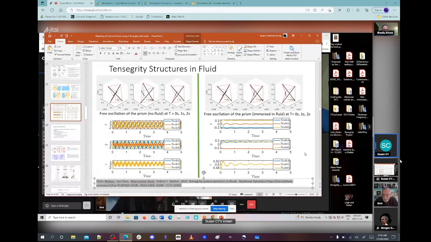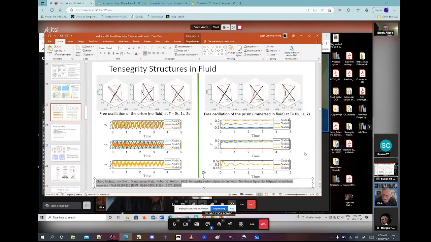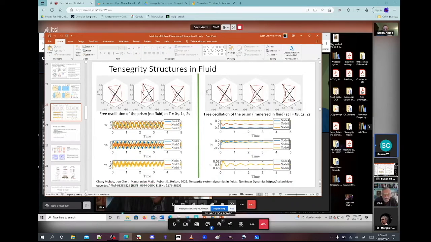So this is a good example of the XYZ coordinates, like where the node is in space, and then it's experiencing shifts in position for the different nodes, the one on the right. You can't hardly see the oscillations on the left side without the fluid, and then the right side has fluid, and you can see the oscillations in the different directions. And they're just looking at one node on the tensegrity structure.